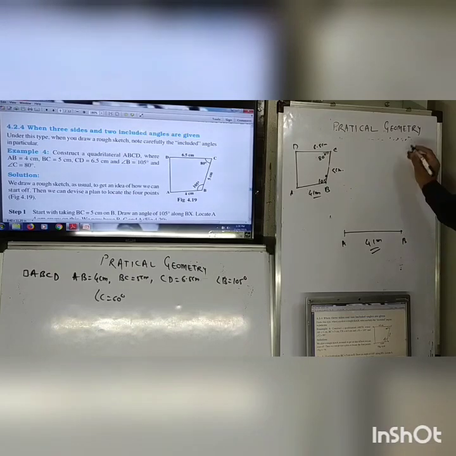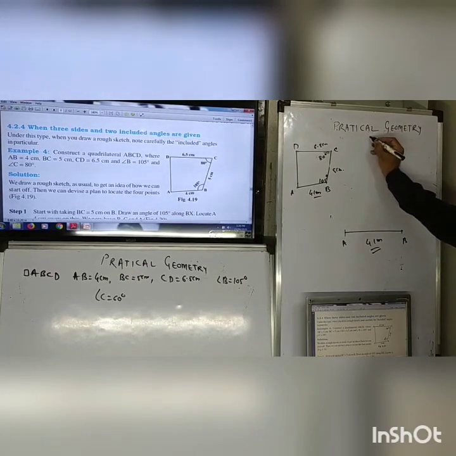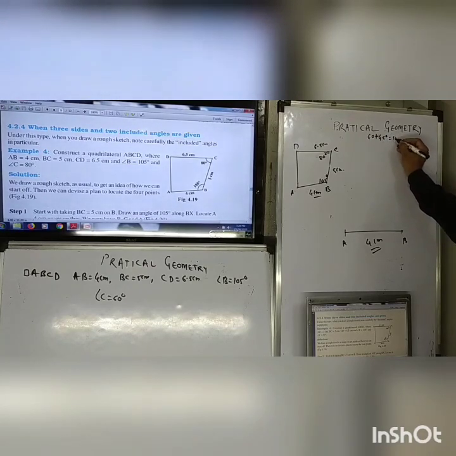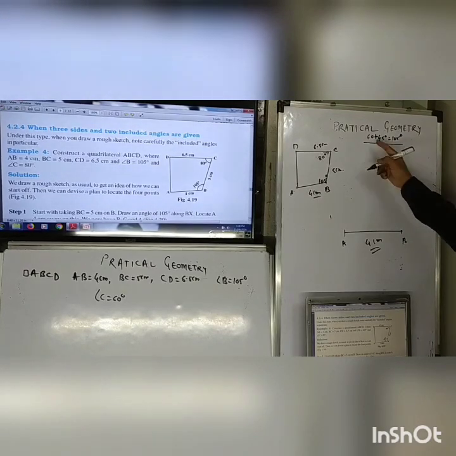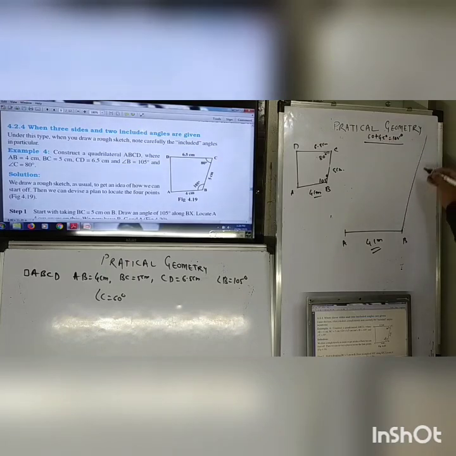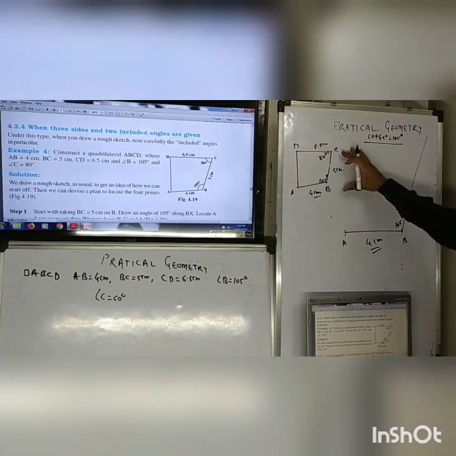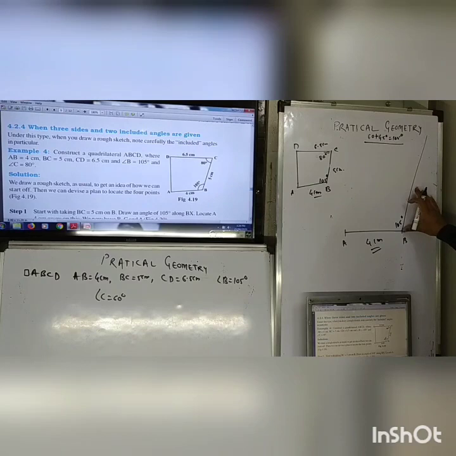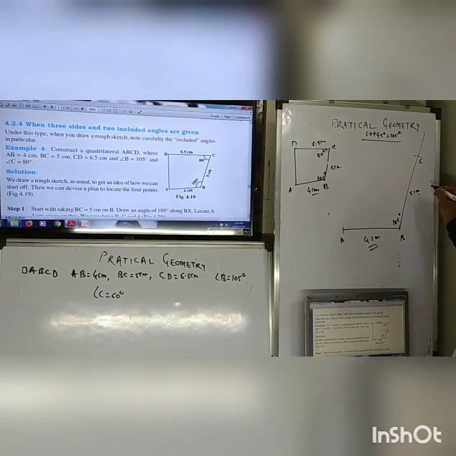So 105 degree can be constructed like this: 60 plus 45 degree, that is equal to 105 degree. We already know how to draw 60 degree and how to draw 45 degree. So this angle is 105 degree. Now next, what is given? This BC is equal to 5 centimeter. Put the metallic end of the rounder at B. Take 5 centimeter and draw one arc intersecting this line at C, and this is 5 centimeter.